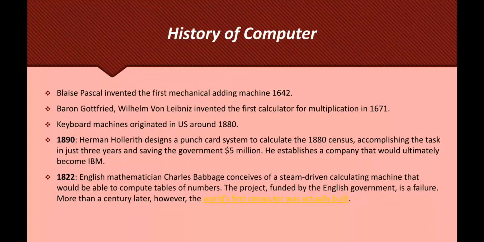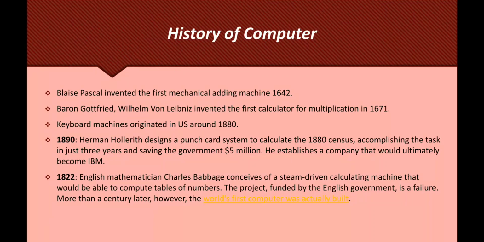So next one is Baron Gottfried Wilhelm von Leibniz invented the first calculator for multiplication in 1671. In 1671 this person invented a machine which was used for the multiplication of numbers, right? Then next one is keyboard machines originated in the United States around 1880. Okay, this was also a famous evolution of the computer, right?